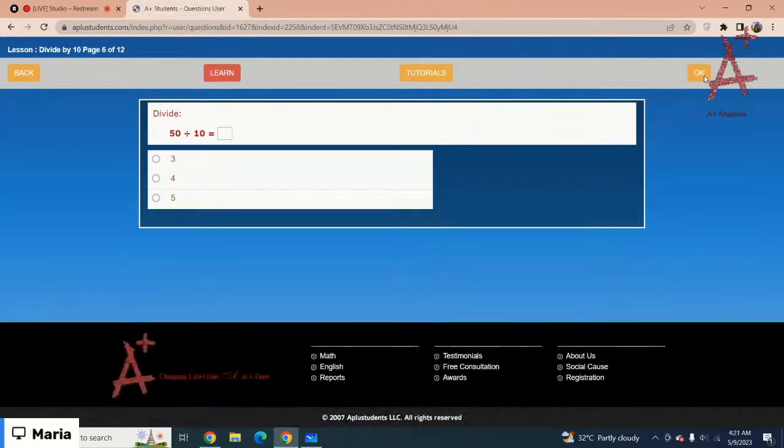Okay, 50 divided by 10. 10 times what number makes 50? 10 times 5 is 50. So the correct option is 5.